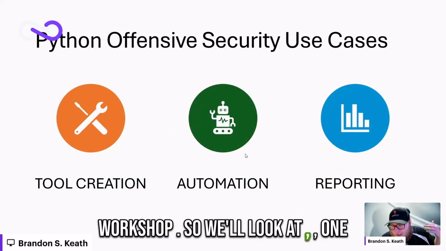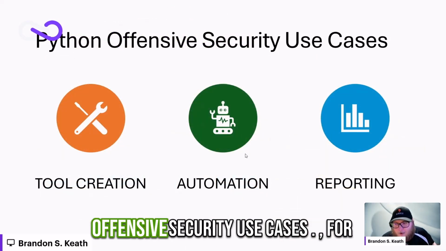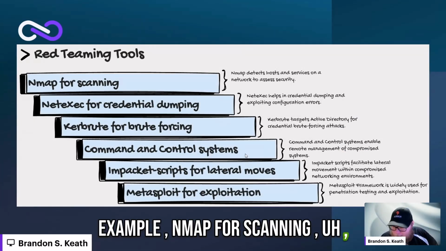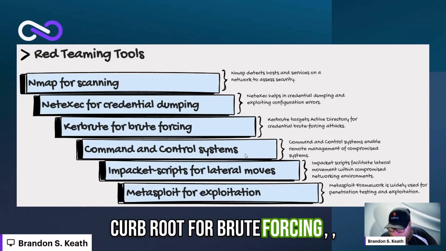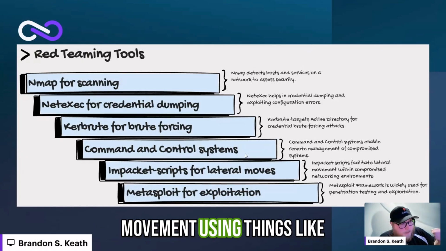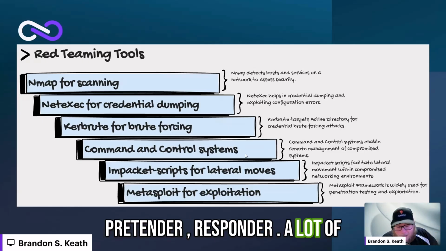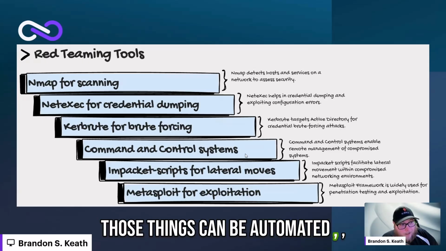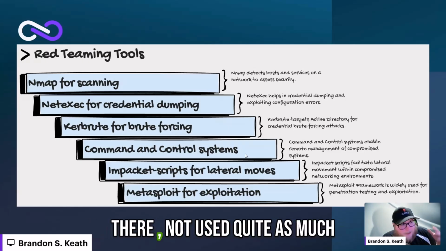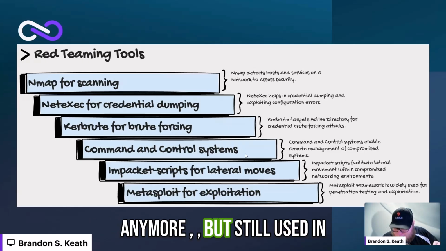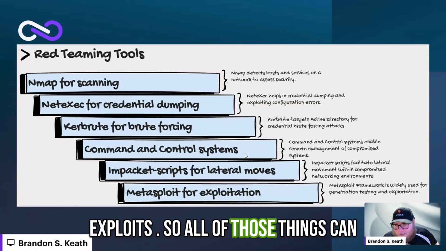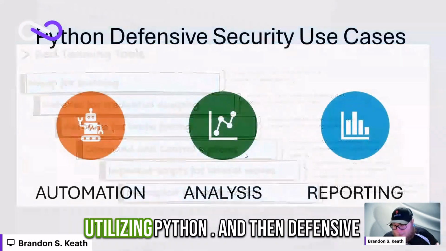So one thing we'll think about is Python offensive security use cases. For example, Nmap for scanning, NetExec for credential dumping, Kerbrute for brute forcing, command and control systems, and packet scripts for lateral movement using things like Pretender, Responder. A lot of those things can be automated with Python. You can build tools on top of these tools, and Metasploit, not used quite as much anymore, but still used in different circles and for niche exploits. So all of those things can be automated when you're utilizing Python.